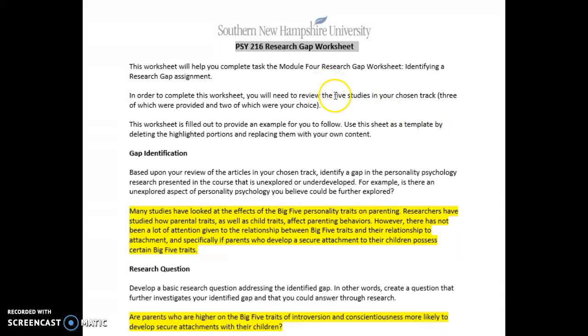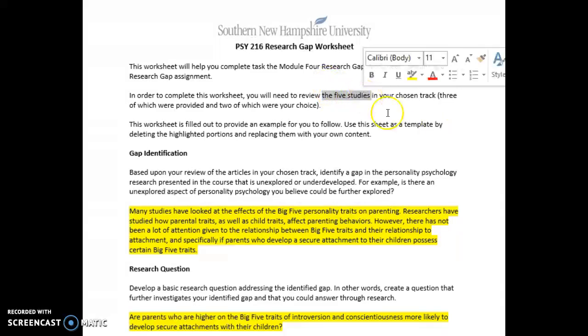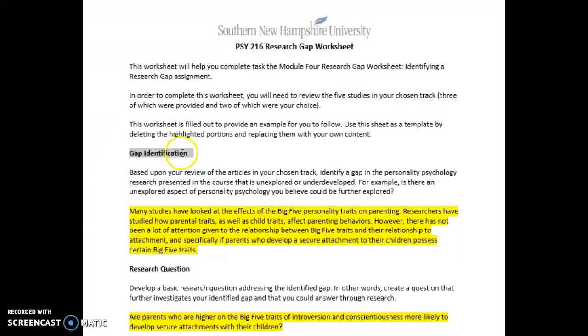To get started, you're going to review the 5 articles that you have. 3 of them were provided for you, and you completed your lit review in the last module. And 2 of them you looked up in the Shapiro library. So you should have a total of 5 articles related to your topic right now. You're going to review those articles. That's the first step in this process. While you're reviewing the articles, you're going to identify a gap.